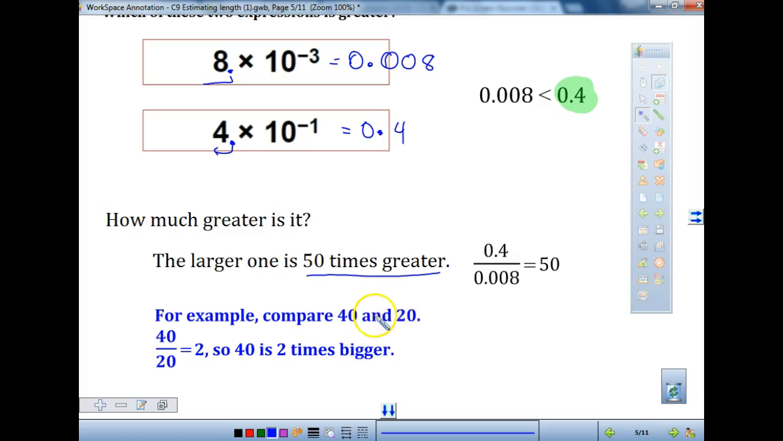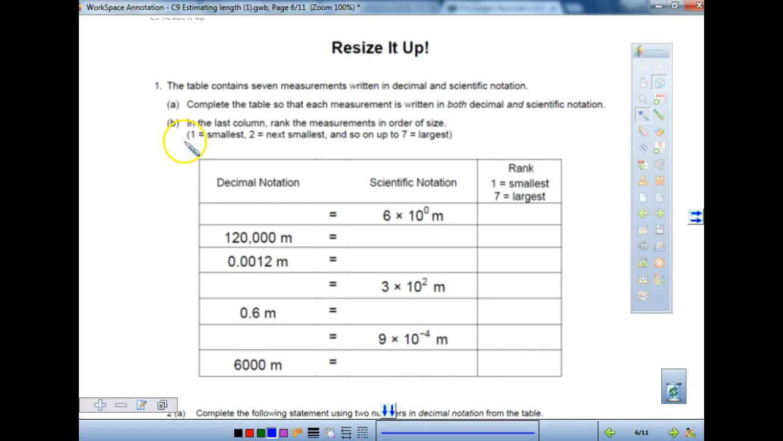I often will have the students ask me, could we subtract the two? When we're thinking how much greater, we are looking at doing the division to find how many times bigger it is. So in your homework tonight, you're going to be doing similar to yesterday.